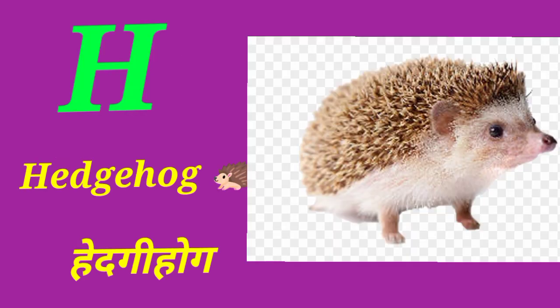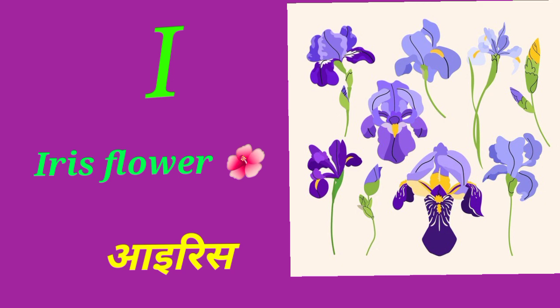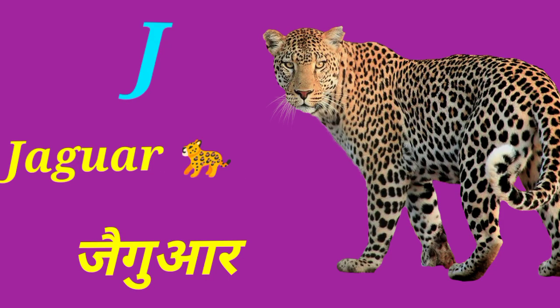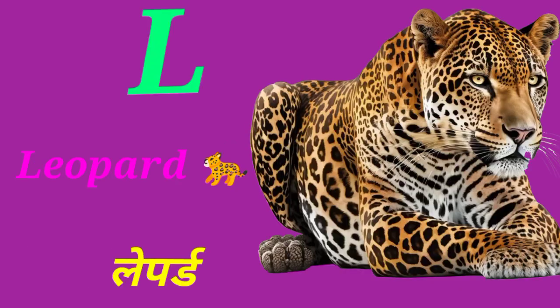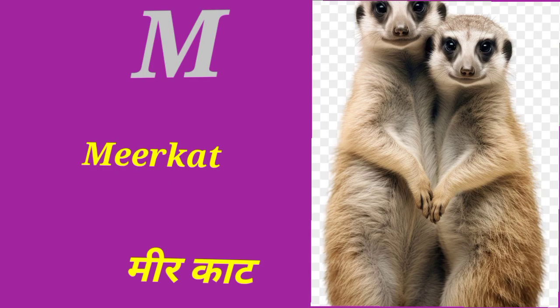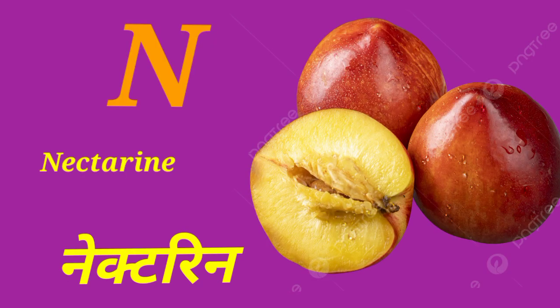H is for hedgehog, I is for iris flower, J is for jaguar, K is for koala, L is for leopard, M is for meerkat, N is for nectarine.